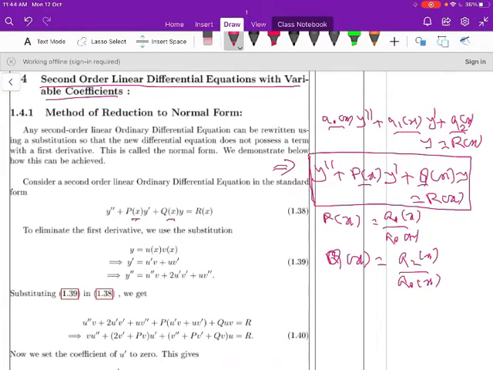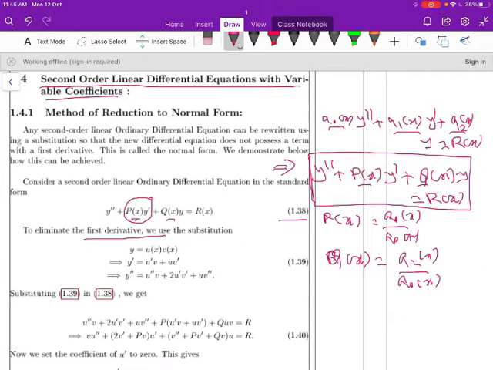Let us see. That is the method of reduction to normal form. You have to use a transformation such that we have a new differential equation that does not have any first derivative term. That method is called the normal form method. So you have to eliminate the first derivative in equation 1.38. Once we eliminate the first derivative, easily we can solve with the help of the previous methods we studied so far.